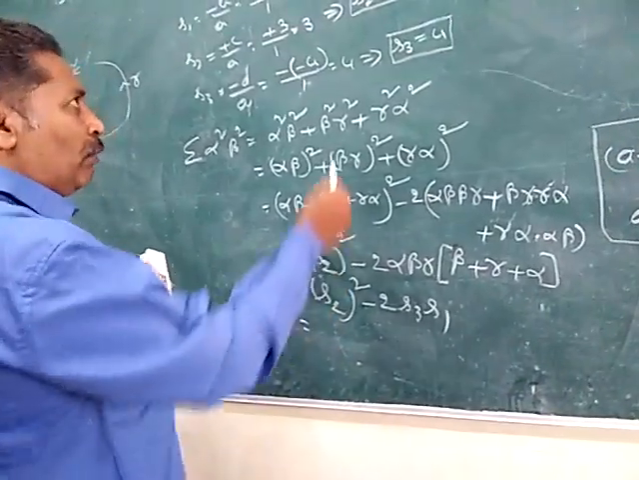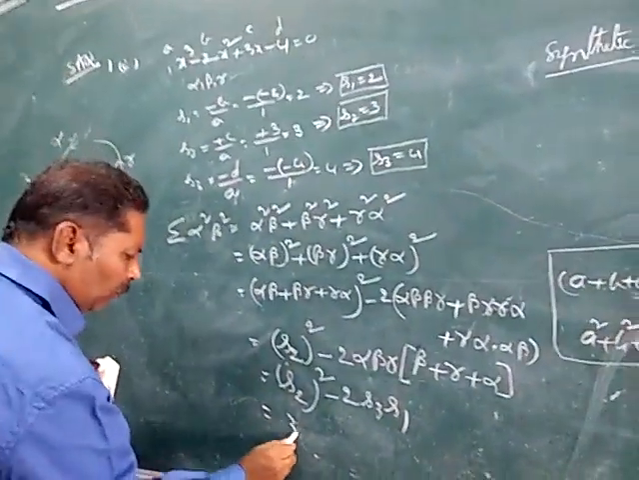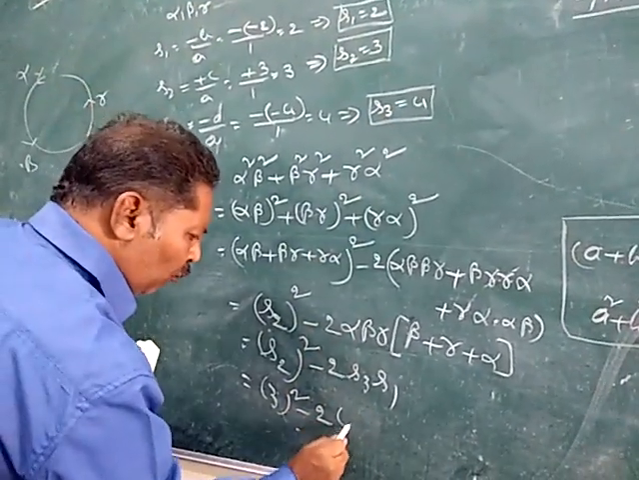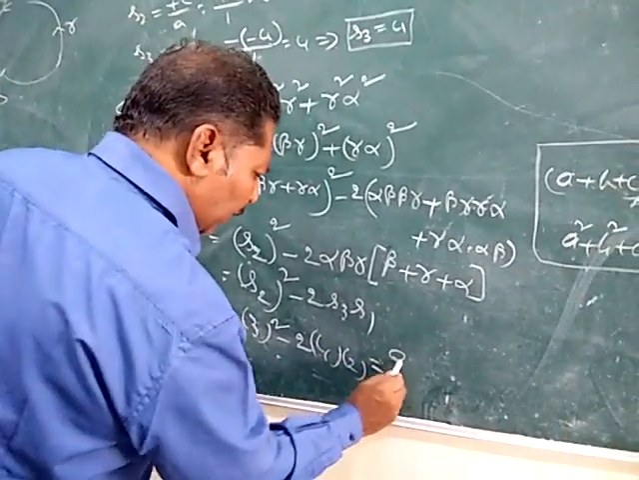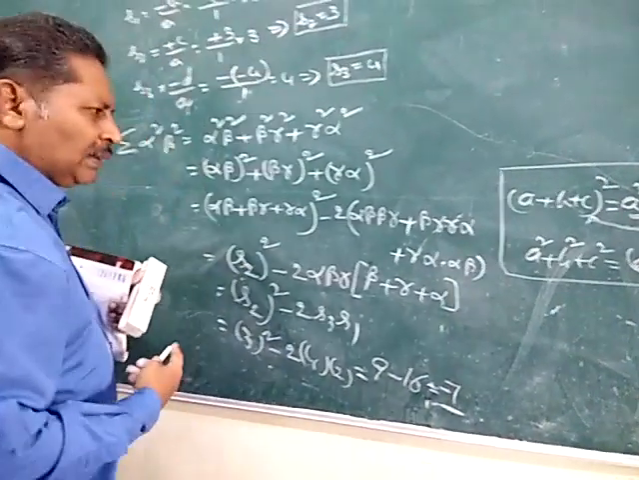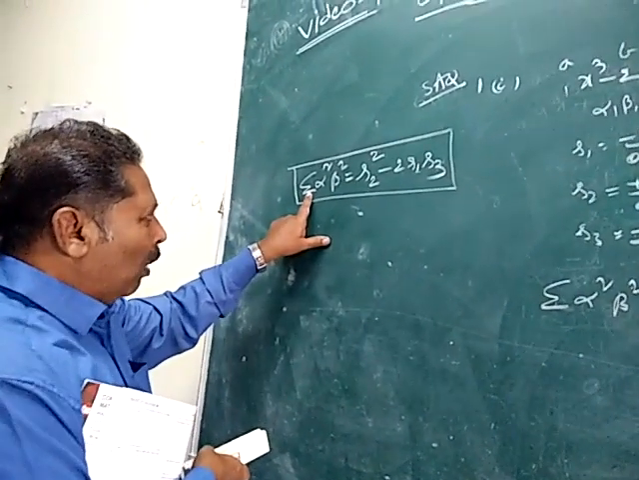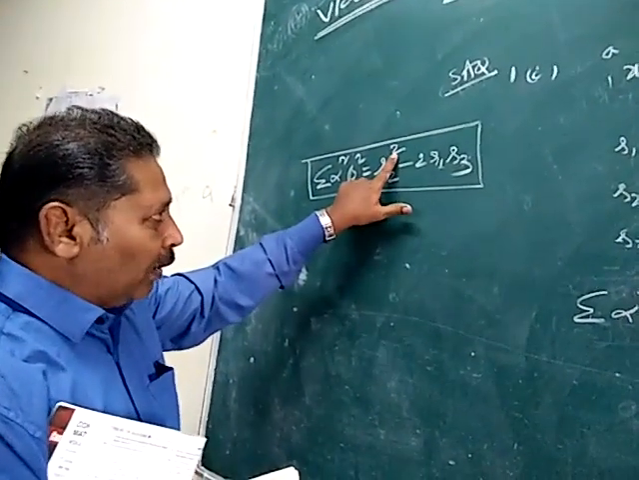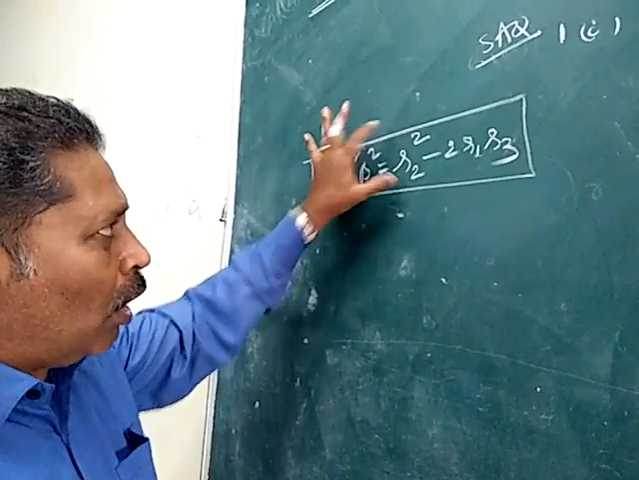So we know the values of S1, S2 and S3. S2 value 3 square minus 2 into S3 value 4, S1 value 2. Finally 9 minus 16 equal to minus 7. This is the formula: sigma alpha square beta square equal to S2 square minus 2 into S1 S3. We apply this formula in the problem.